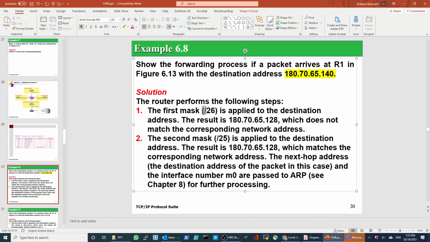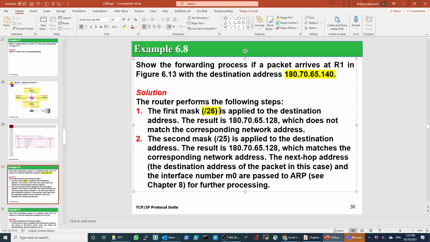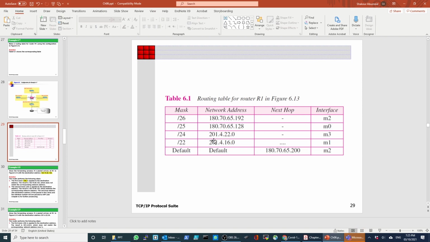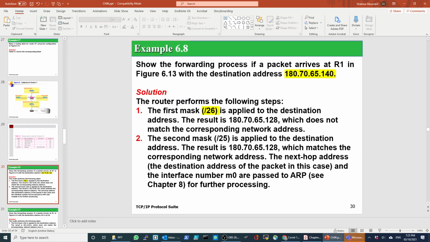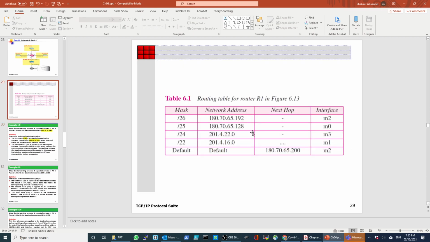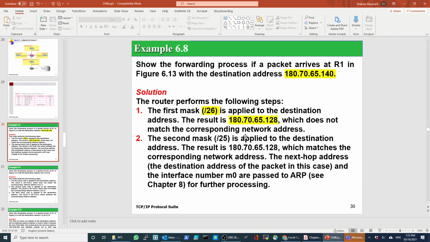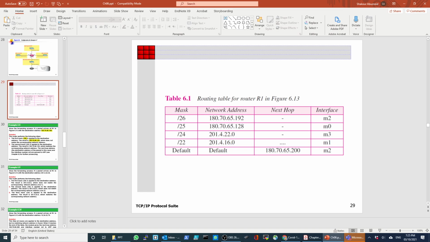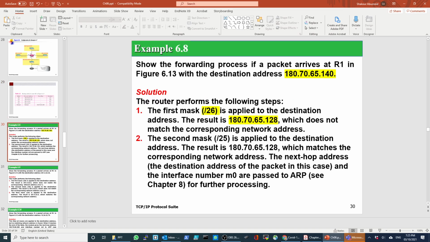If you take a look in the table, the first mask is 26, right? It is applied to the destination address. So you apply this mask to the destination address. The result, when you do the AND operation, will give you 180.70.65.28, which does not match the corresponding network address. You're not finding it in the table. Do you see it in the table? Okay, 180.70.65.28 does not match the corresponding network address.